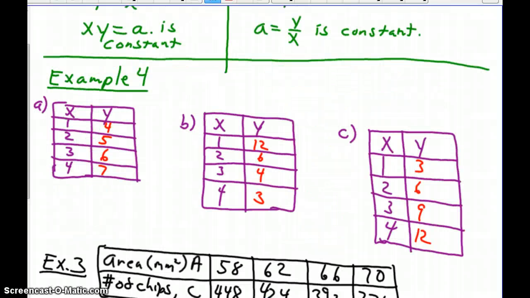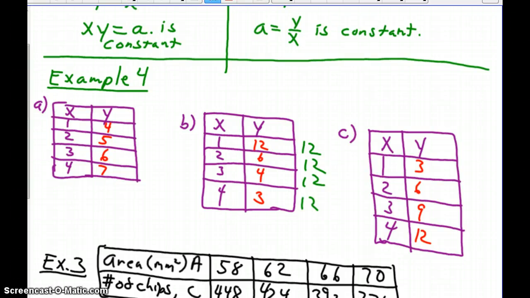For example 4, we're going to go to example 4 first. We'll go back to 3 in a second. For example 4, let's go to part B first. So now, let's do this. How much is 1 times 12? 12. How much is 2 times 6? 12. How much is 3 times 4? 12. How much is 4 times 3? 12. So do those all equal each other?